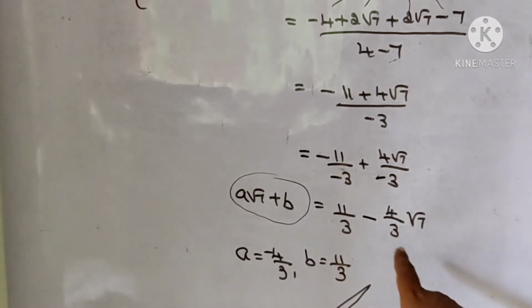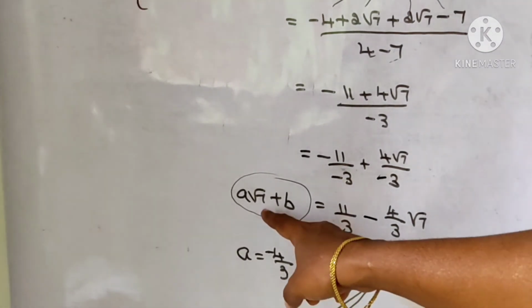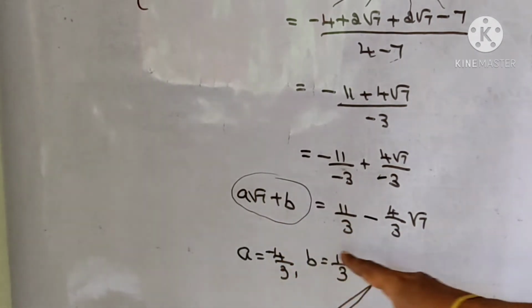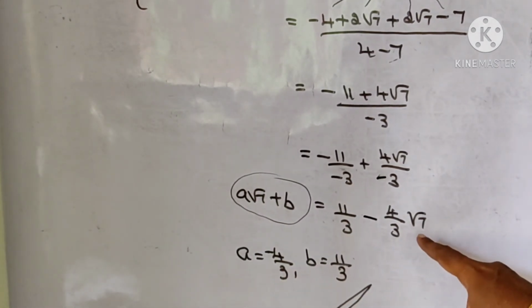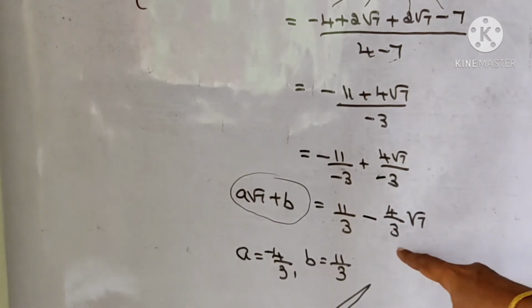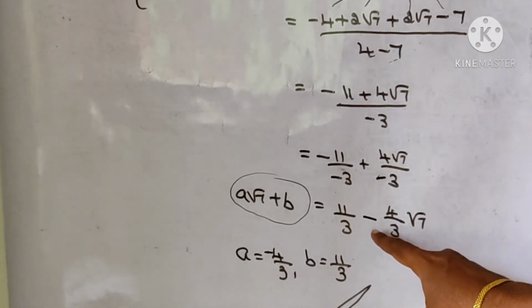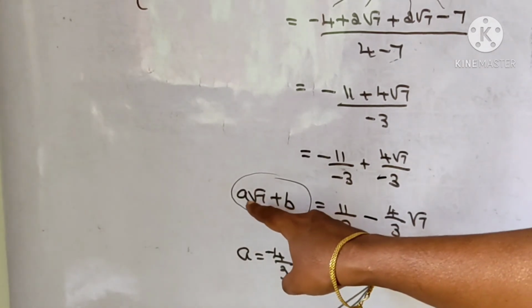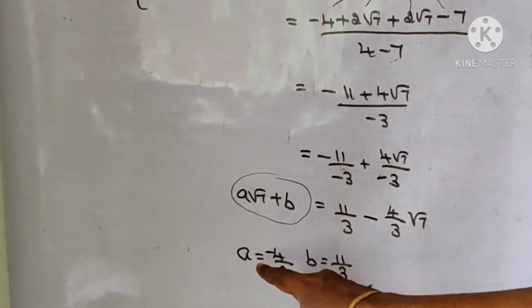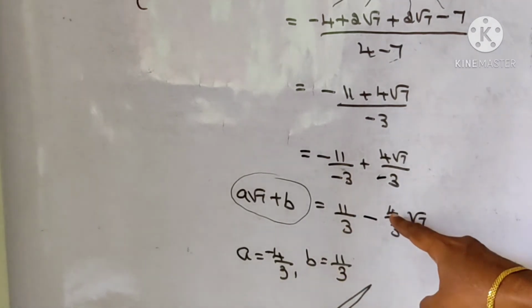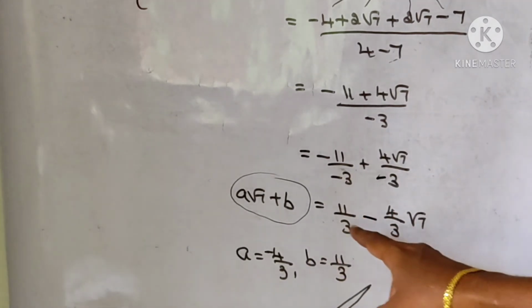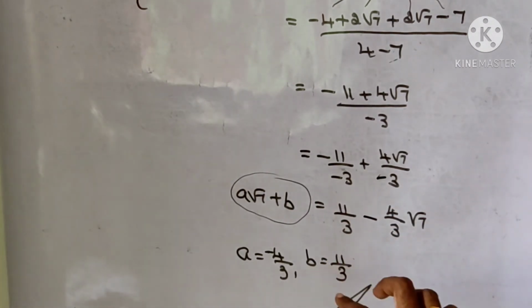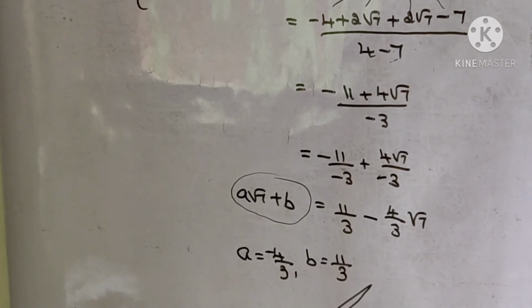Now compare the left side and the right side. Coefficient of √7 is the value a. Here the coefficient of √7 is a, but on the right side the coefficient of √7 is −4/3. Don't forget, you should take the negative sign also. So the √7 coefficient is the value of a, so the left side is a and the right side is −4/3. And the constant term is b. So b is 11/3. So the answer: a is −4/3 and b is 11/3.